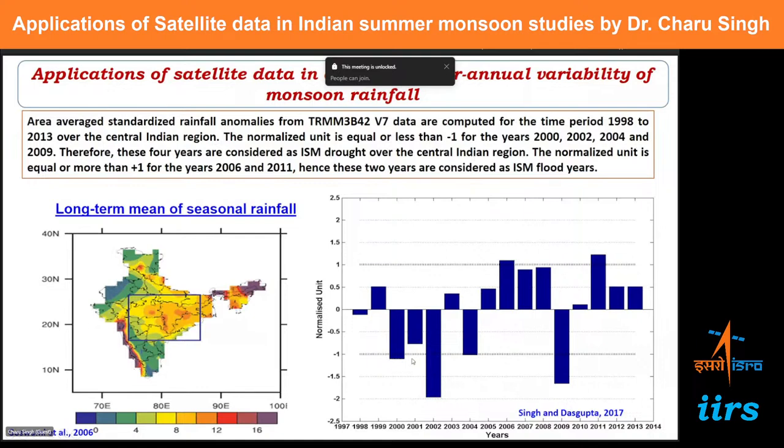And likewise, the years 2000, 2002, 2004, and 2009. These 4 years were the deficit monsoon years, and this has been obtained using the TRMM 3B42 data set. TRMM is a satellite, and the data set from this particular satellite is available for a long-term period. So that has been used to develop these normalized indices. Therefore, the satellite data sets can very well be used for monitoring the inter-annual variability of the Indian summer monsoon.